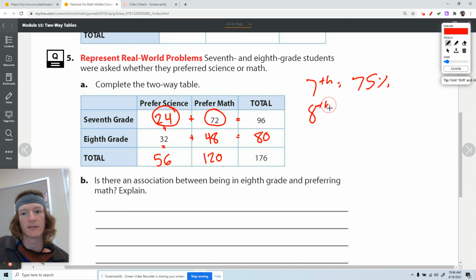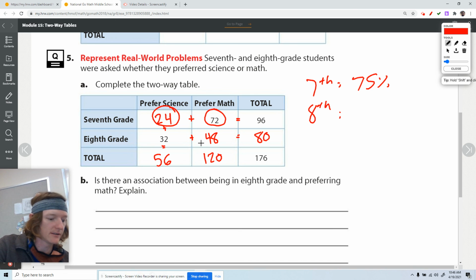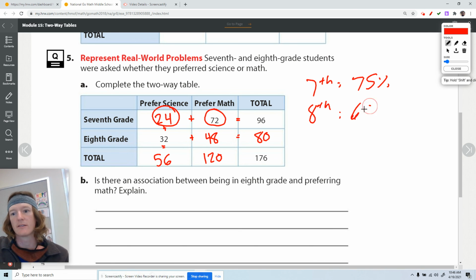Well, let's look at 8th grade. The 8th graders, we've got 48 out of 80. So we have 60%, because I have 48 divided by 80 in 8th grade. That's how many people prefer math. So is there an association between being in 8th grade and preferring math?